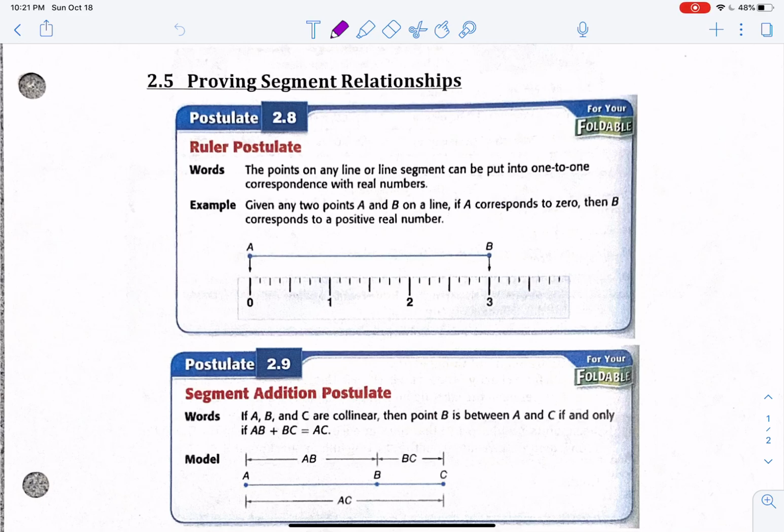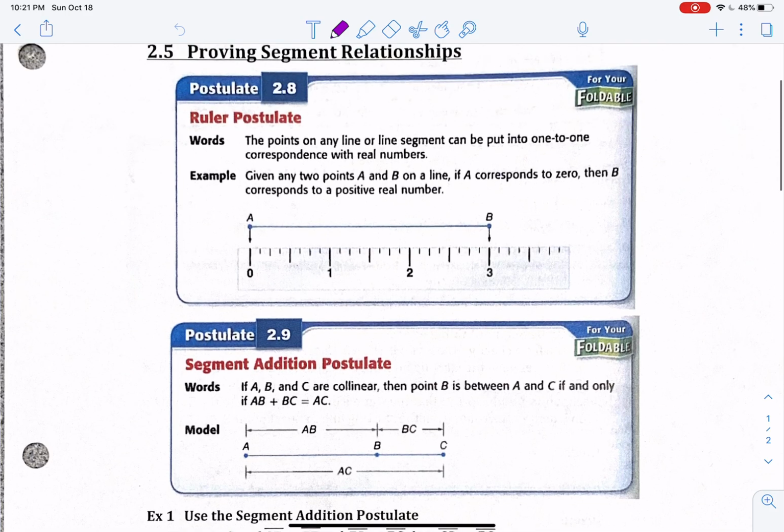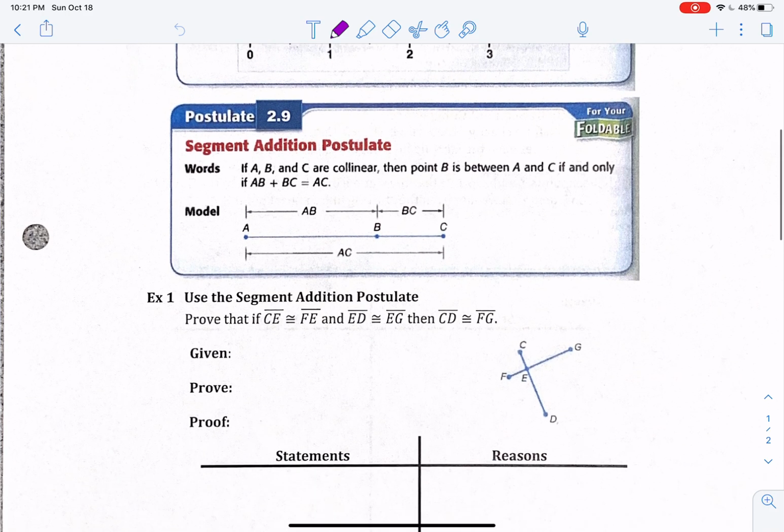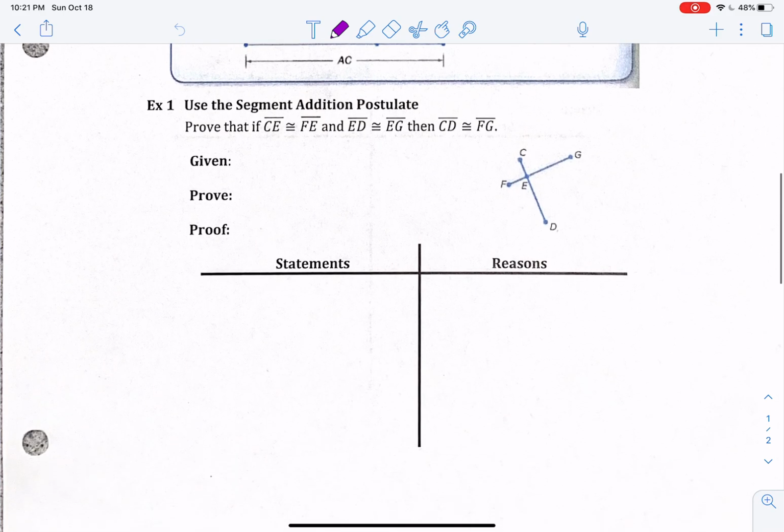Hey, geometry. This is round 2 of proofs, section 2.5. They've got a couple more postulates for us. One of them we're going to write down, the other one we're going to go through but not really talk about too much. And then we've got to actually do kind of a full proof.